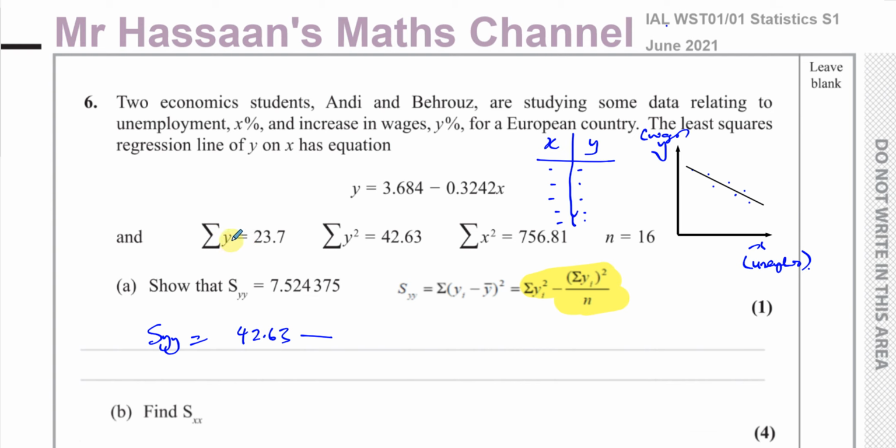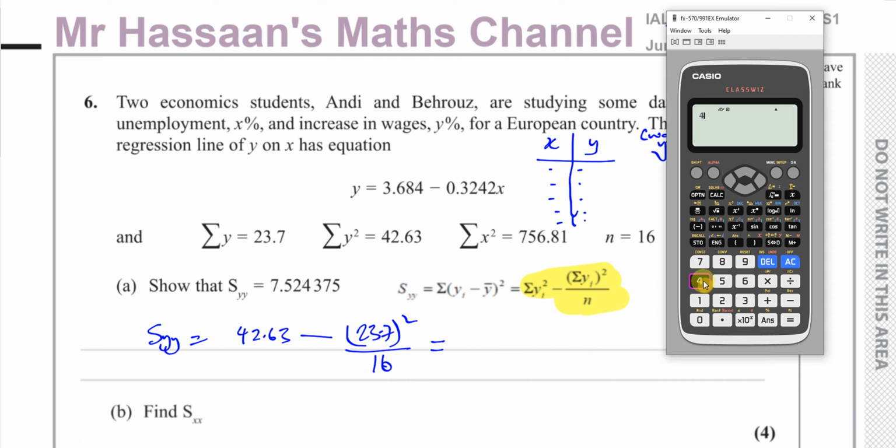Here we have the y values all added together. Here we have the y values squared first, so you square this, then you square this, and you square that, then you square that, then you square that, then you add them together. That's the difference between these two things. If you square this, this is going to be 23.7 all squared divided by n, which is the number of entries, which is 16. Now that should give us the answer required.